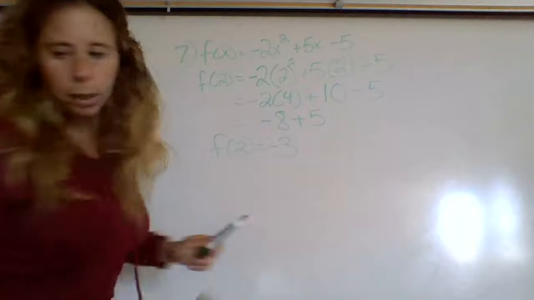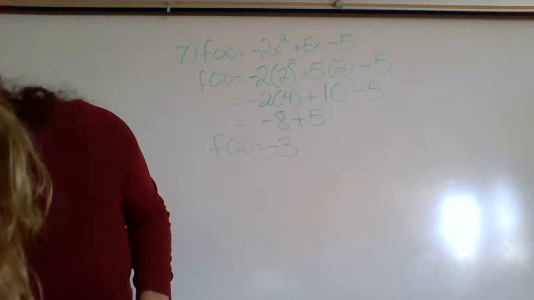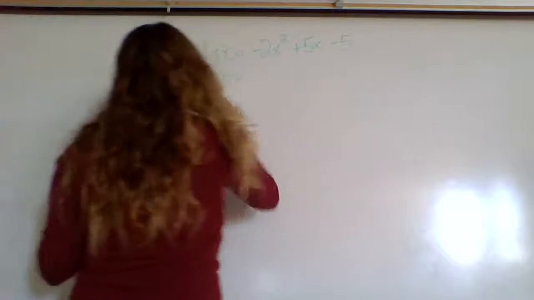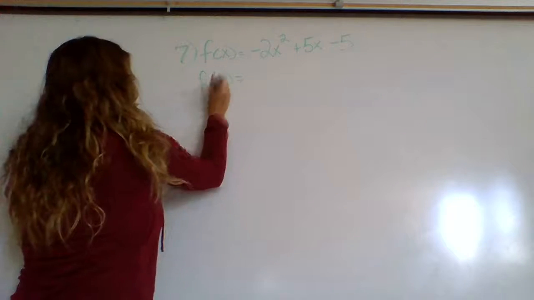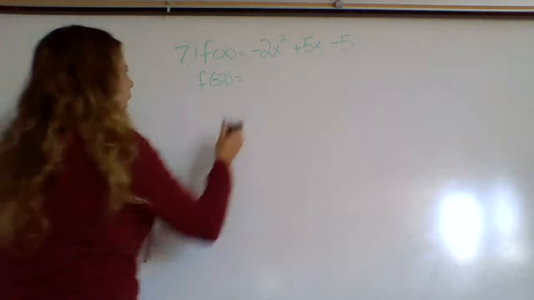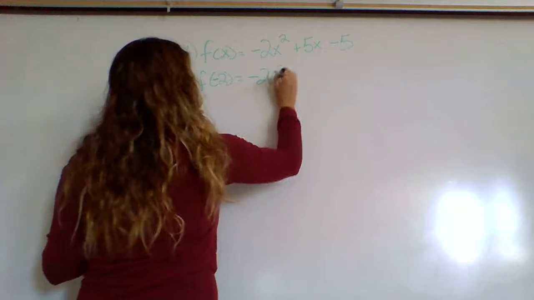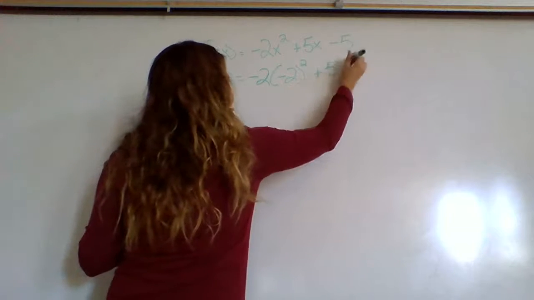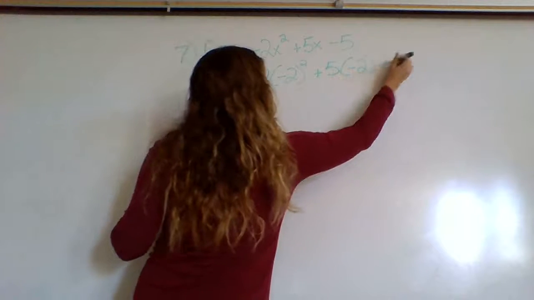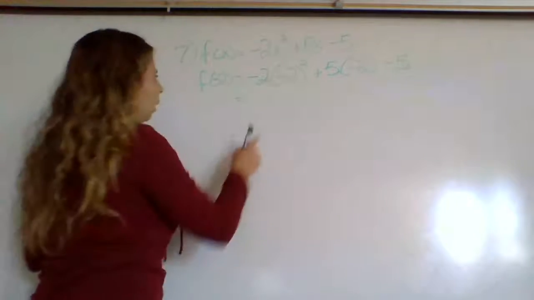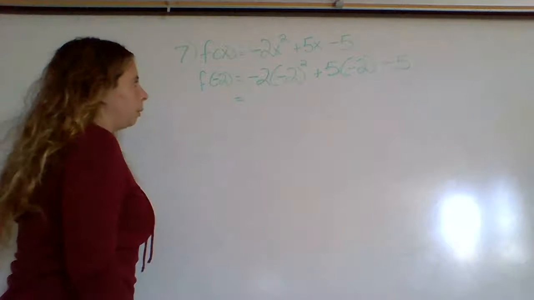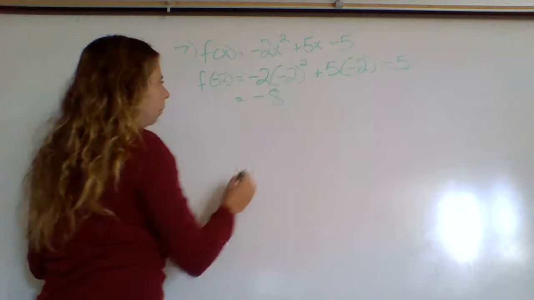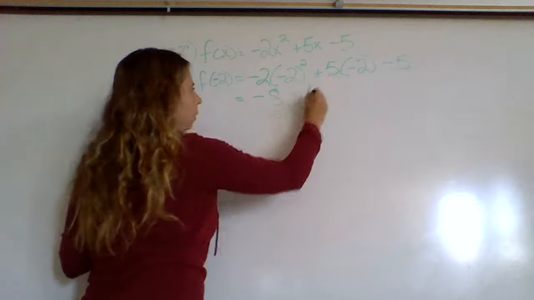And then the other one for this one is negative 2. Okay. So now substitute negative 2 in everywhere you see an x. So I have negative 2, and then substitute in negative 2 squared plus 5, substitute in, and then minus 5. Okay. Negative 2 times negative 2 is 4. So I have negative 2 times 4, which is negative 8. 5 times negative 2, negative 10.